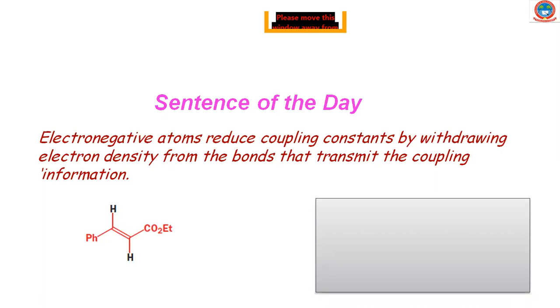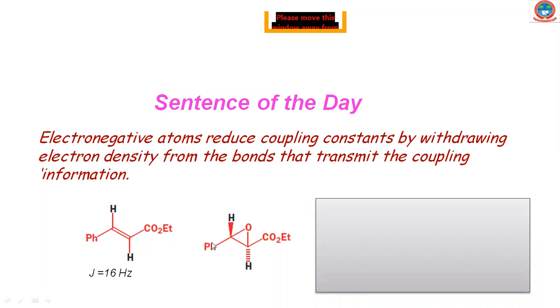What is the coupling constant for trans alkene? It's above 11 hertz. The trans protons have a 180 degree angle. So therefore they go to J maximum. J maximum.